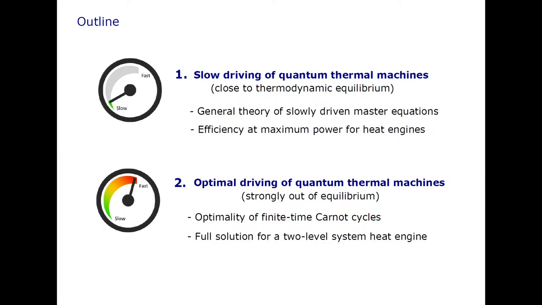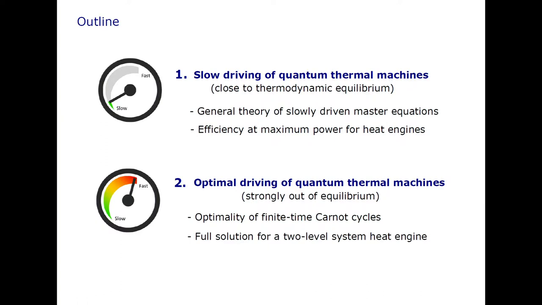The talk is divided in two main parts that actually correspond to two different papers. One has been published, the first one, and the second one still has to appear in the archive. So these are preliminary results. The first part of the talk will be about thermal machines that are driven slowly, in the sense that you are close to thermodynamic equilibrium. But still, there are finite time effects.